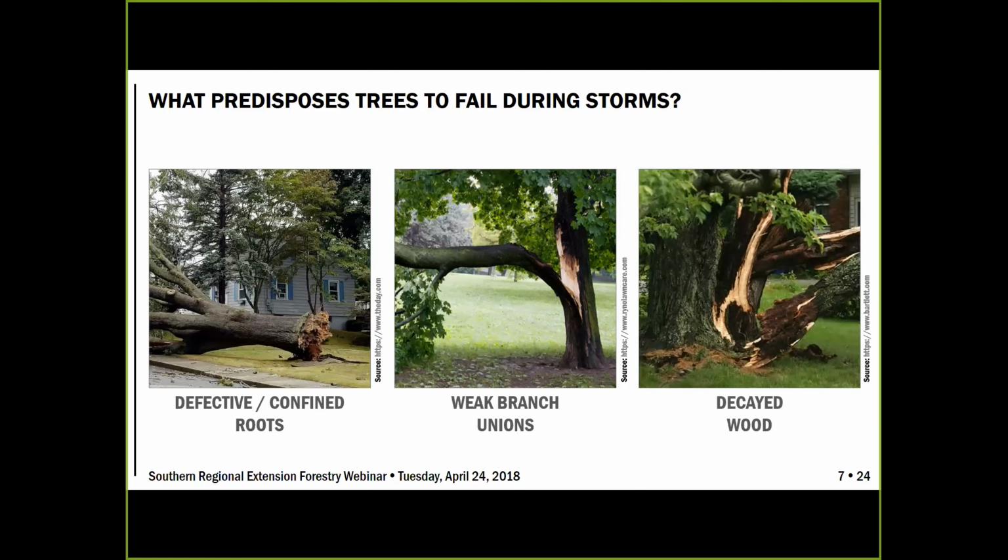Another common factor that we see predisposing trees to failure is wood decay. Wood decay can come about for a lot of different reasons, either through natural processes or through injuries that come about due to either human activity or from previous storm damage. Decay is caused by various microorganisms, predominantly fungi, the causal organism that we often see causing decay.